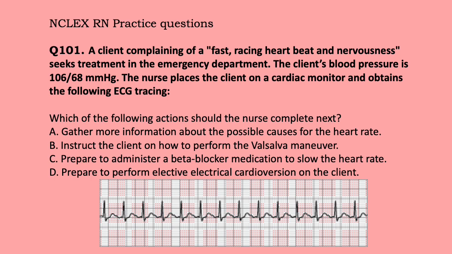A. Gather more information about the possible causes for the heart rate. B. Instruct the client on how to perform the Valsalva maneuver. C. Prepare to administer a beta blocker medication to slow the heart rate. D. Prepare to perform elective electrical cardioversion on the client.